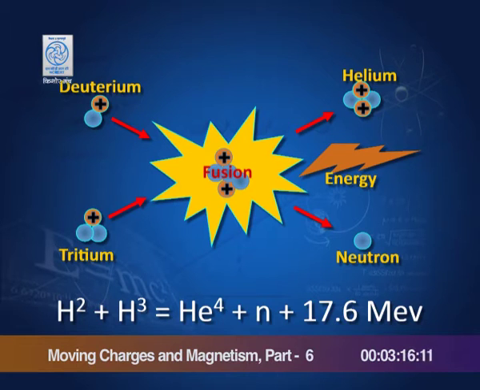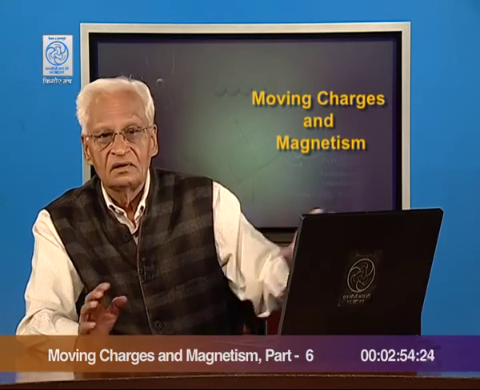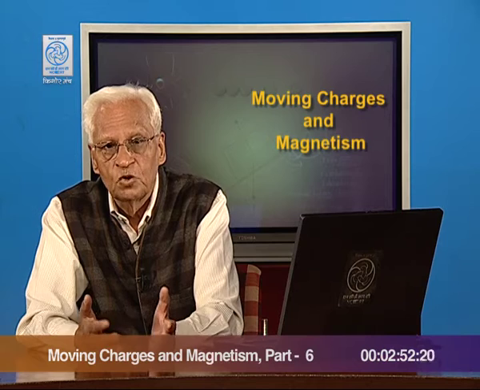Deuterium has 1 proton 1 neutron, tritium 1 proton 2 neutrons, and they must react in a certain region of space, and they give rise to helium and a neutron and a lot of energy. In one such reaction you get 17.6 mega electron volts. But what is the problem? The problem is why this has not been achieved so far.